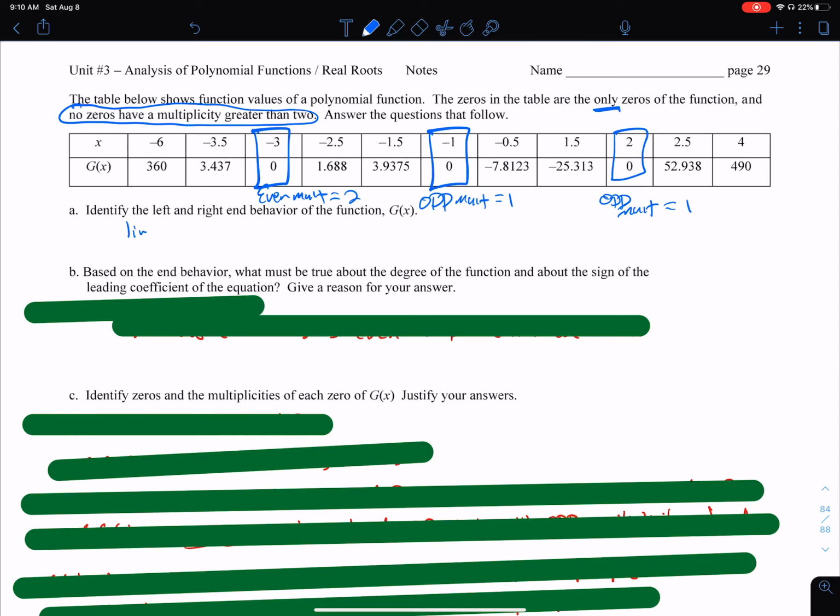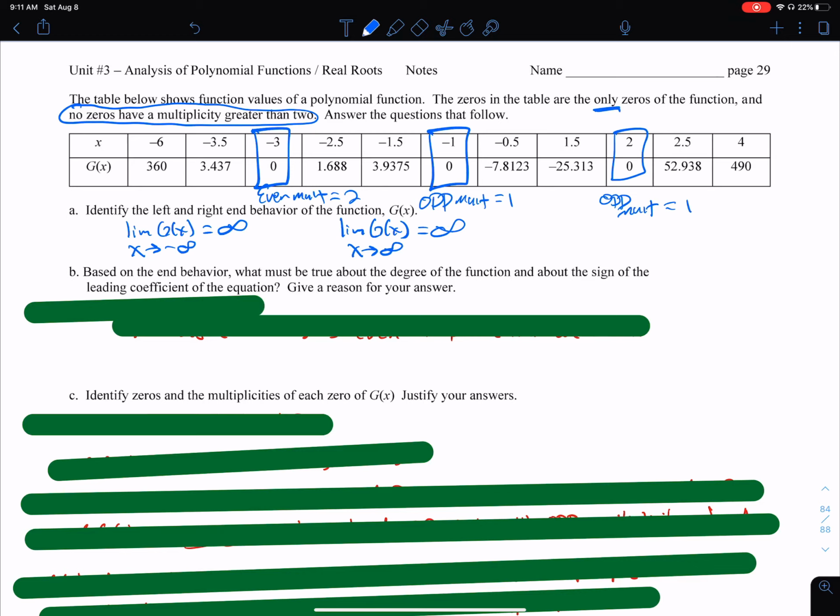Identify the left and right end behaviors of a function g. The limit of g of x as x approaches negative infinity. That's the question on the left without looking at the table. What's the limit of g of x as x approaches positive infinity? That's the question about the end behavior on the right without looking at the table. Well, let's look at the table. As we go left forever, as the x values get big or negative, what's happening to the y values? They are getting big or positive. As we go left, we are going up. What's happening to the end behavior as we go right? Also going up. So both end behaviors are going to infinity.